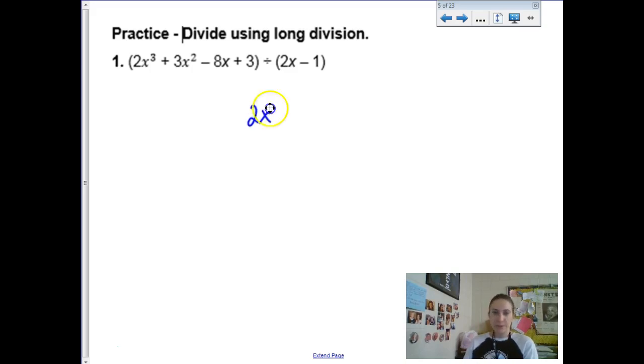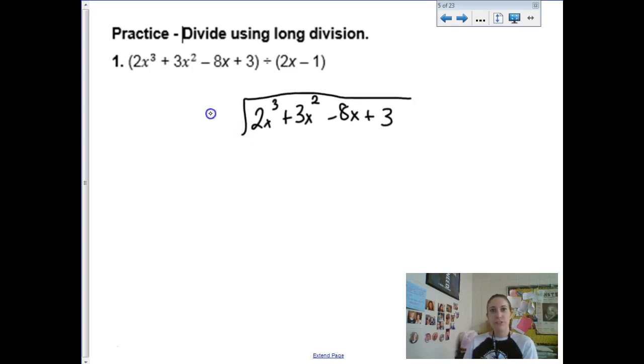I'm going to try to color code my steps. That might help. 2x to the third plus 3x squared minus 8x plus 3. We're dividing that by 2x minus 1. All right, so lead term division, take 2x to the third divided by 2x. And sometimes it helps, because these are complicated, to draw out that lead term division off to the side. But that's going to leave you with a quotient of x squared.